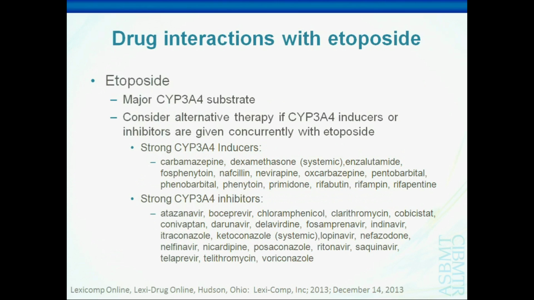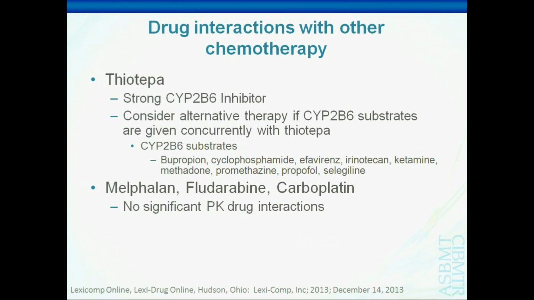Moving on to etoposide, as you know, is a major CYP3A4 substrate in which you consider alternative therapy if CYP3A4 inducers or inhibitors are given concurrently with etoposide. I won't go through each one of these here. It's more for completeness sake, listing CYP3A4 inducers and inhibitors. Thiotepa also is a strong 2B6 inhibitor, and you should consider alternative therapy if CYP2B6 substrates are to be given concurrently with thiotepa. Fortunately, melphalan, fludarabine, and carboplatin have no significant PK drug interactions to appreciate.